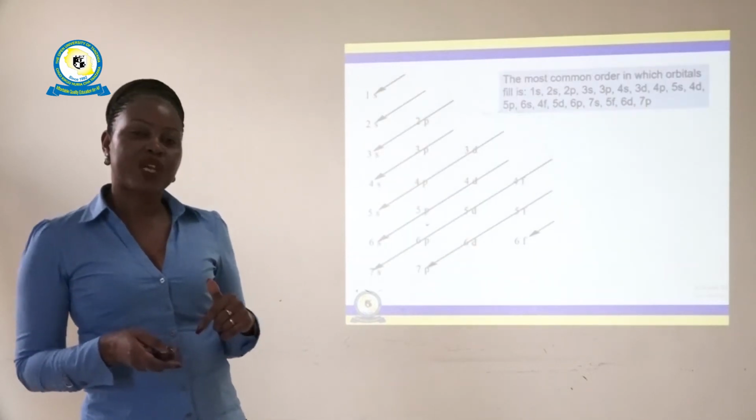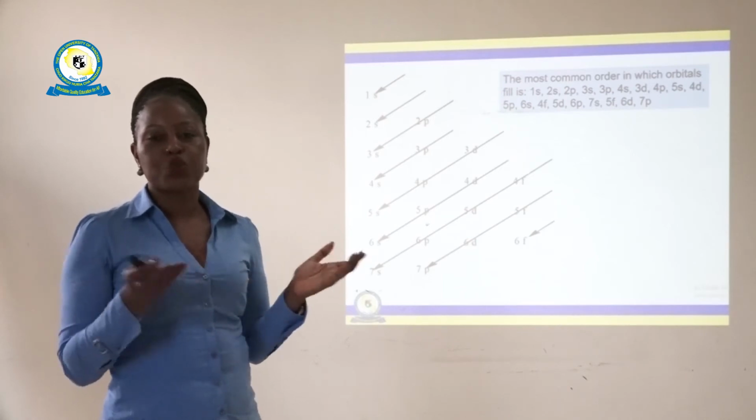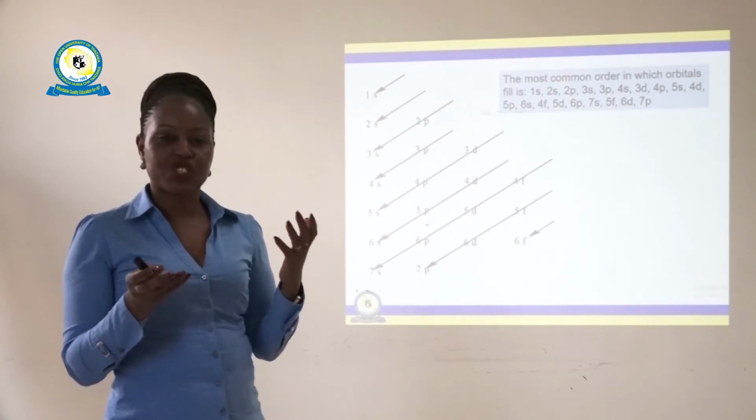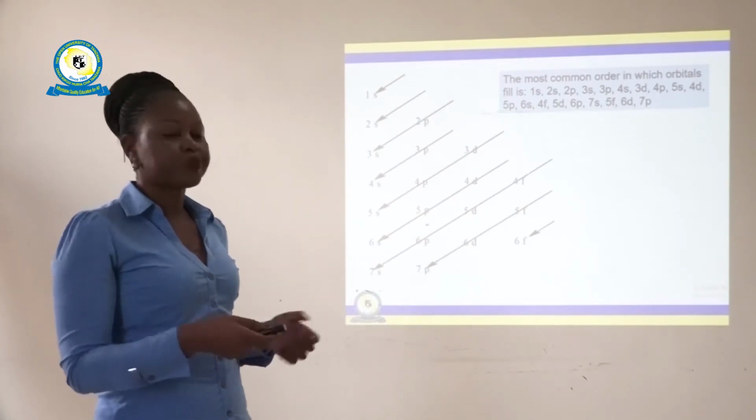Now, in this case, we can note that the order in which the filling of orbitals will occur is such that you start with the 1s and so on and so forth, as shown by this diagram.